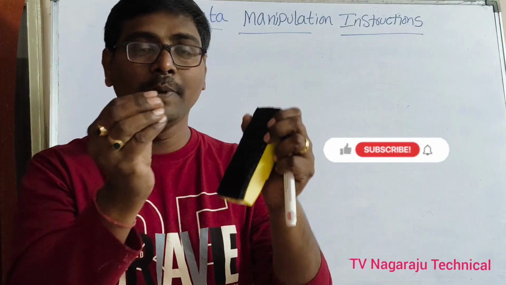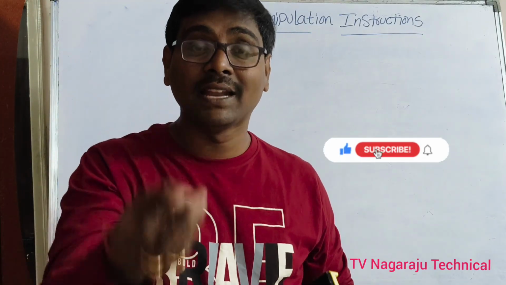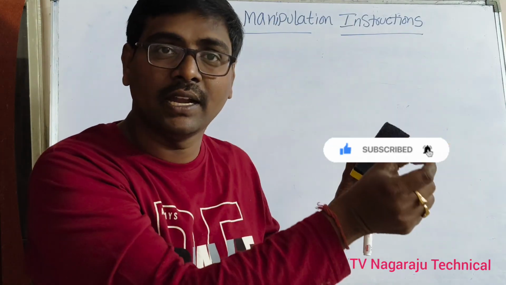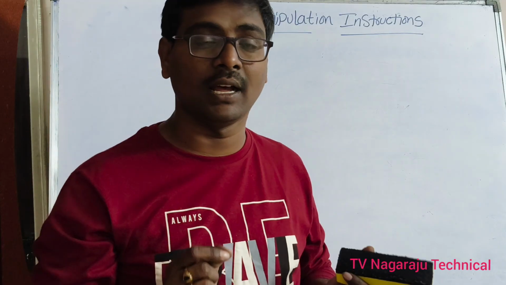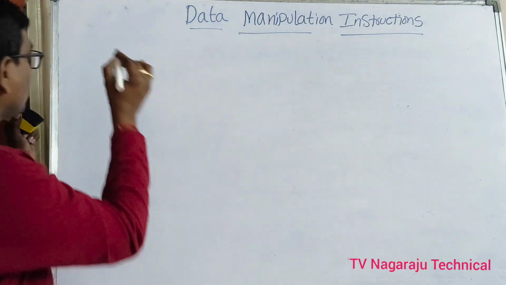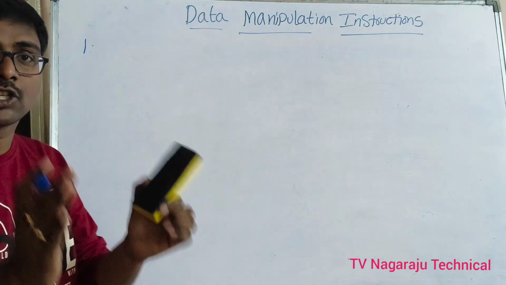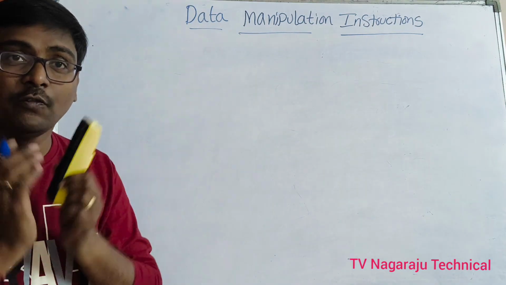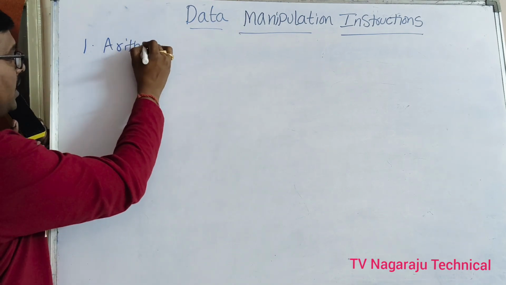These data manipulation instructions are used to perform some computations on the data. Unlike data transfer instructions, which won't change the data, these data manipulation instructions change the data. They are divided into three types: arithmetic instructions, logical and bitwise instructions, and shift instructions. We will discuss each type in detail.